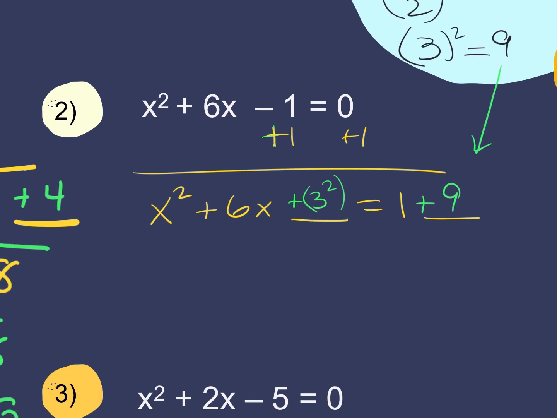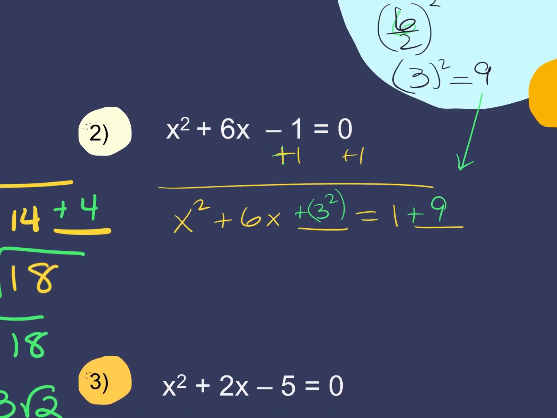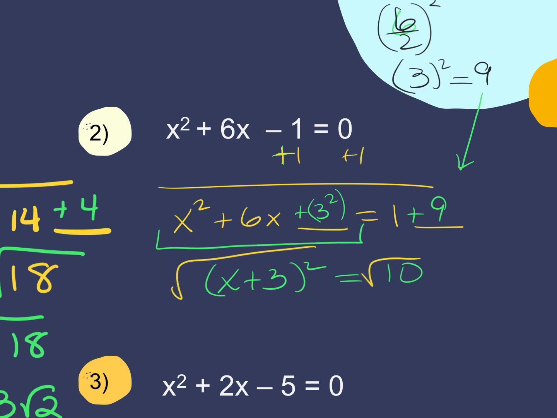So that way, when I go to factor my trinomial, my perfect square trinomial I just formed, I already know what my binomial is. It's going to be x plus 3 squared. The sign that'll be there in between the x and the number is the sign of the middle term. And then now I have to add 1 and 9. I get 10. And now I do the square root. So square root both sides.